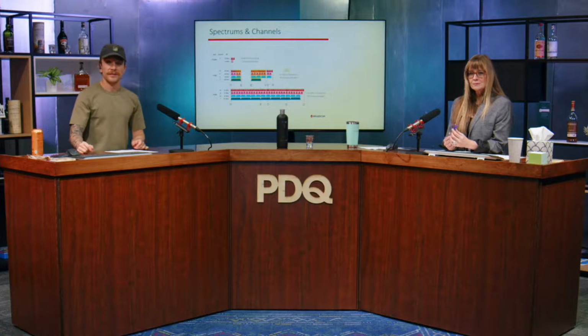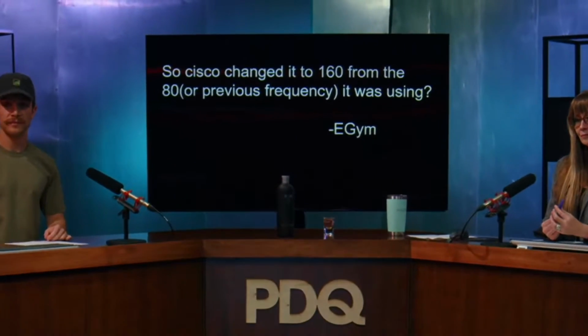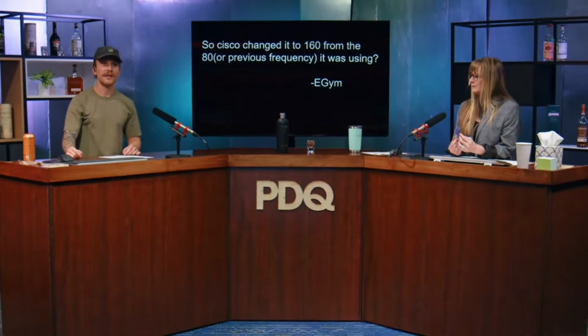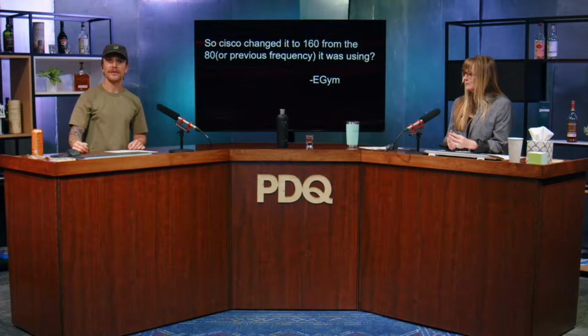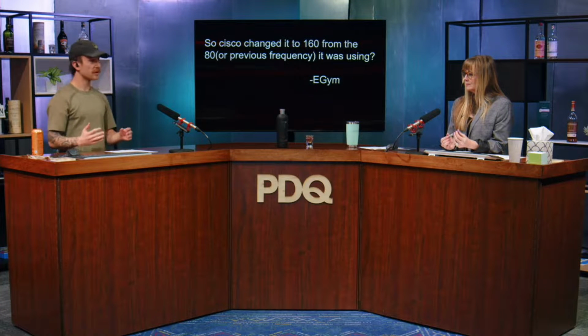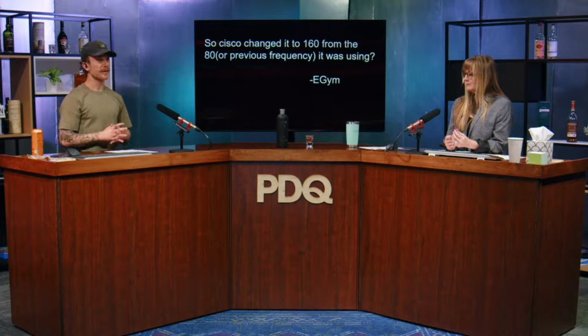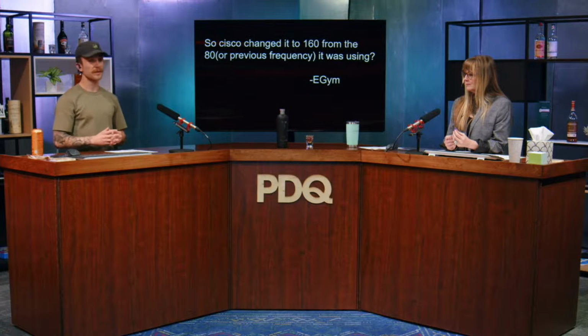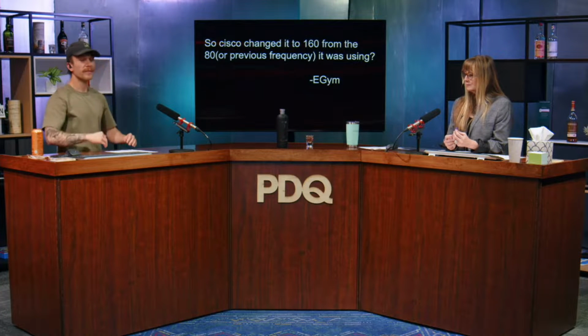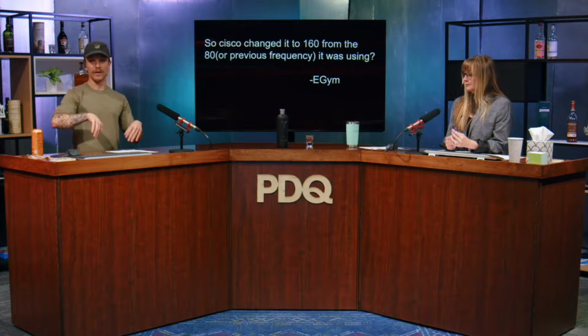Okay. Got a couple more questions for you here. Let's take one. So Cisco changed it from 160 from the 80 or previous frequency it was using? To be more specific, there's an algorithm, dynamic channel assignment. I believe DCA uses an algorithm to dynamically update APs to transmit at certain widths. So in an enterprise solution, even in your own SSID, you can interfere with yourself. If APs next to each other are using the same channels, you're going to overlap, right? So what they do is they try to not overlap each other.